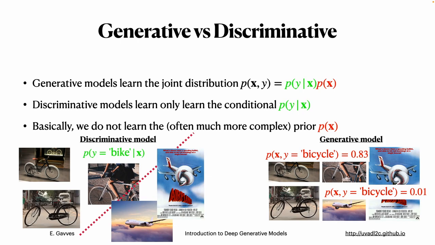Whereas discriminative models need only to learn this green term, this conditional. So what is the likelihood for all different values of y given my input? I have my input already, and I want to make a prediction for it. So, for instance, a discriminative model is about classification. Is this image a bike or an airplane or whatever else?